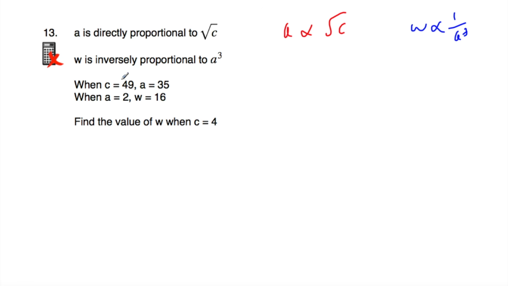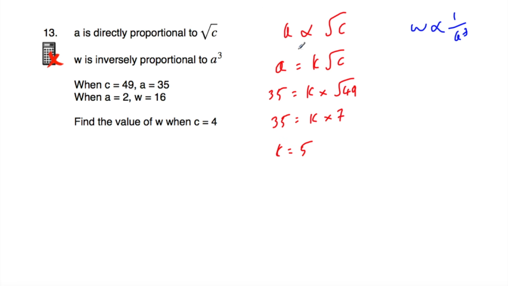And then if we have a look at here, we know whenever C is equal to 49, A is equal to 35. So let's substitute those in here. Actually, let's get rid of the proportionality symbol. So we've got that A is equal to K times the square root of C. If we substitute in the values of A and C, A is equal to 35, so we get 35 is equal to K times the square root of 49. The square root of 49 is 7, so we get that 35 is equal to K times 7. And then if we divide both sides by 7, we get that K is equal to 5. If we substitute that back in, we get that A is equal to 5 times the square root of C. So that's our first formula there.